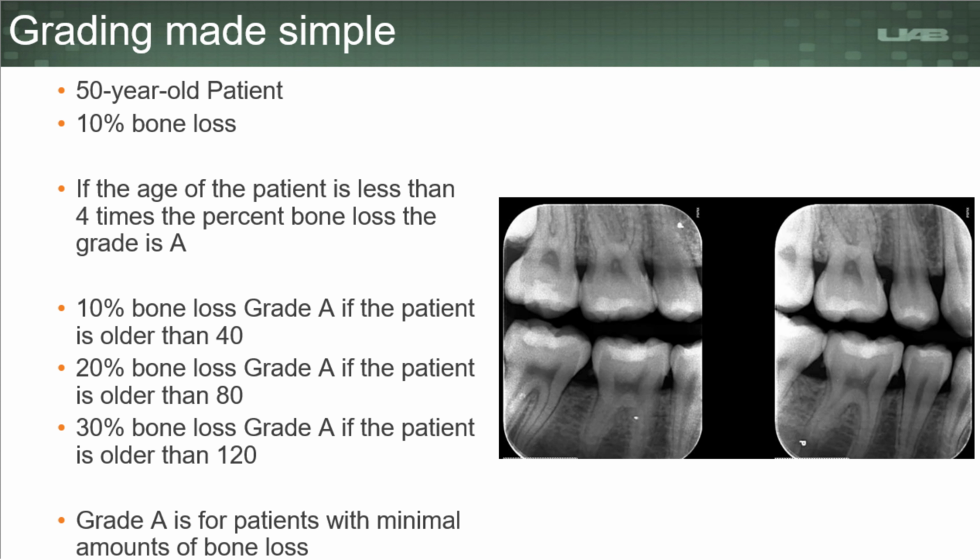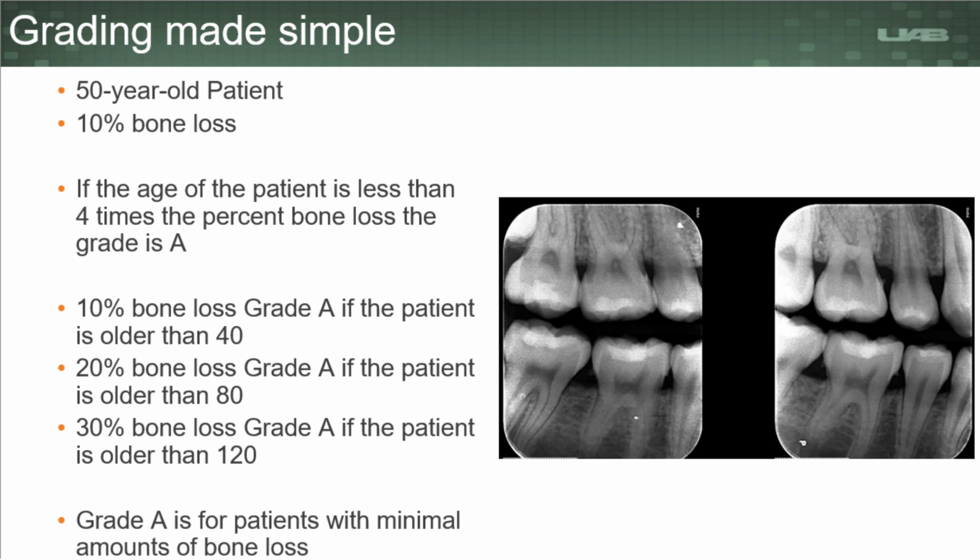Now, if we flip this around and we say, well, what if you have 10% bone loss? How old do you need to be to still be grade A? Well, you need to be younger than 40 to be grade A. Okay, that can occur. What if you have 20% bone loss? You need to be older than 40 to still be a grade A. I think I said it wrong earlier. You need to be older than 40 to still be grade A with 10%. The real story is if you have 30% bone loss, you need to be older than 120. So with 30% bone loss, you're never a grade A because we don't have people 120 years old.